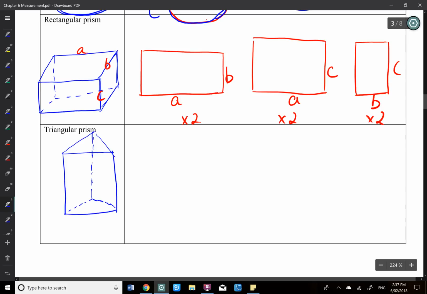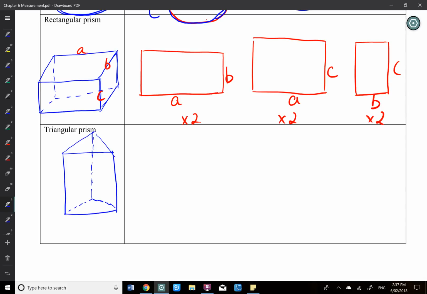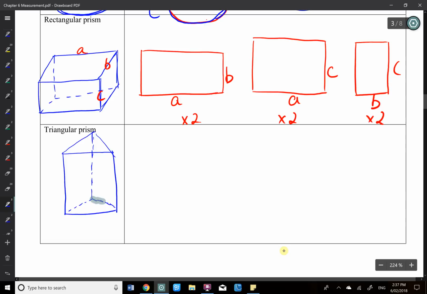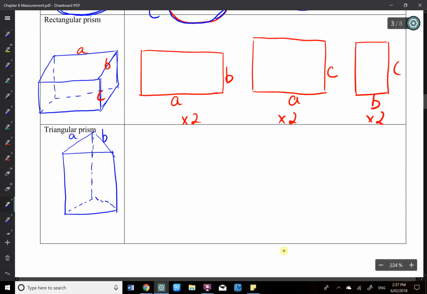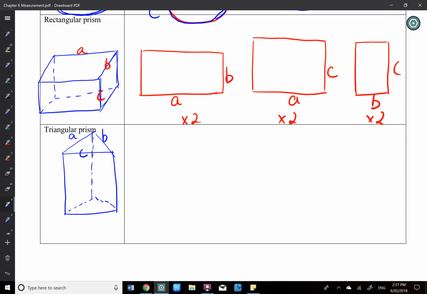Okay, that's a triangular prism. Let's say the triangle is not necessarily an isosceles triangle, or a right angle triangle, or an equilateral triangle. So I just give a random length ABC here. So when you cut that, what do you think the net will look like?